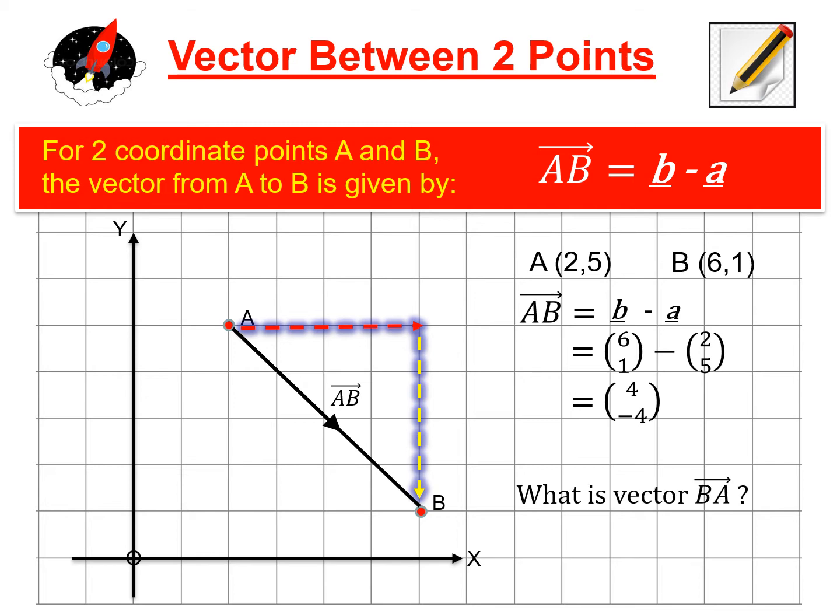Second thing to note is, what is the vector BA? If we have found the vector AB, remember the vector BA is just the negative of this. So if the vector AB is (4, -4), then the vector BA is (-4, 4). Remember, we just change the signs of the components to get the negative vector. Let's have a look at the next slide.